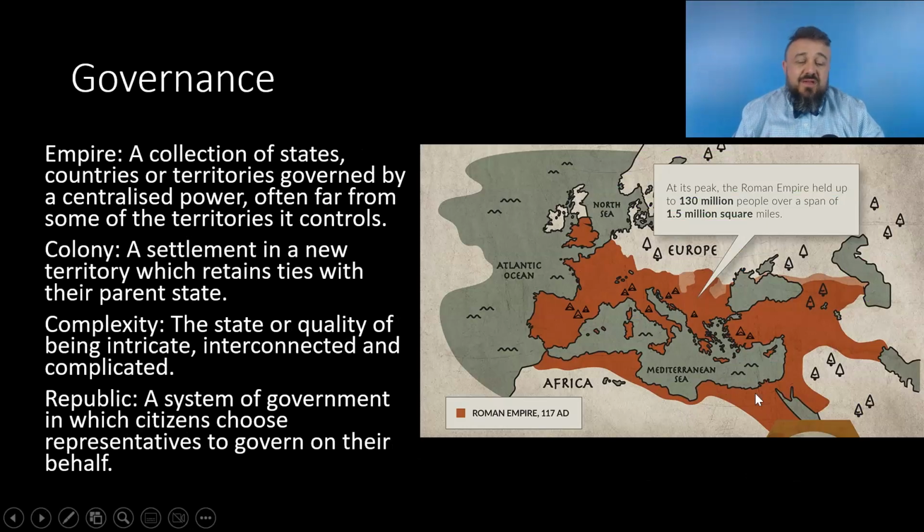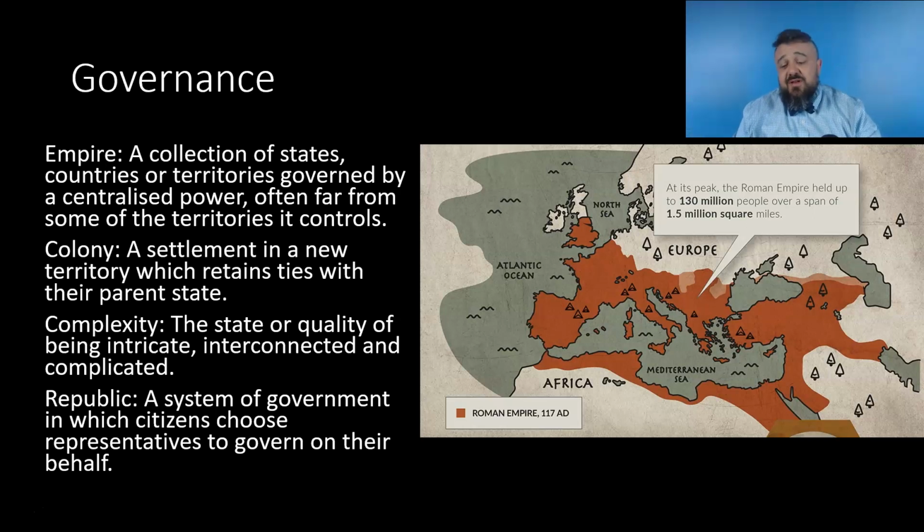Okay, so governance. So when governance means things which are in charge, we have the empire, which is a collection of states or countries governed by a central power, like the Roman Empire or the British Empire. We have the colonies. These are the settlements in new territories, and they retain ties. So they're still linked to the other ones. We have complexity. This is the state or quality of being intricate, interconnected, and complicated. In other words, empires tend to be complex because they are tying in people from different places with different interests.